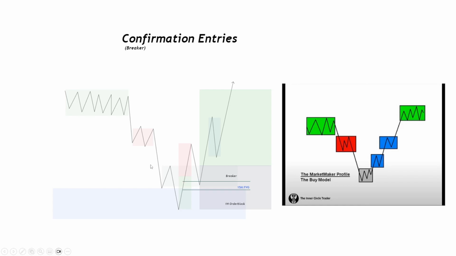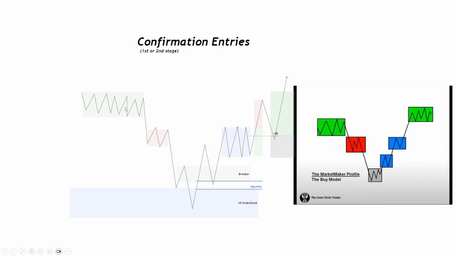And usually if this sweeps some sort of liquidity, this will offset accumulation or distribution, so the move will be very quick and swift away from the breaker. If it's gonna stall right there, that's usually not a good sign.